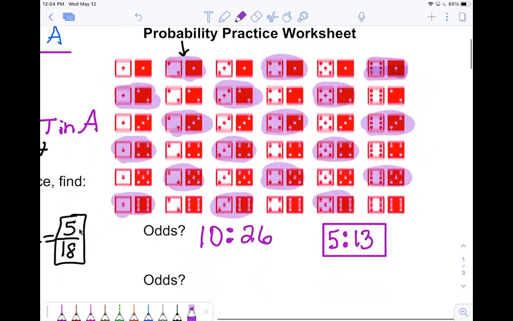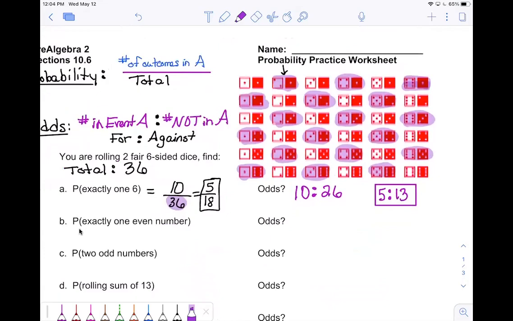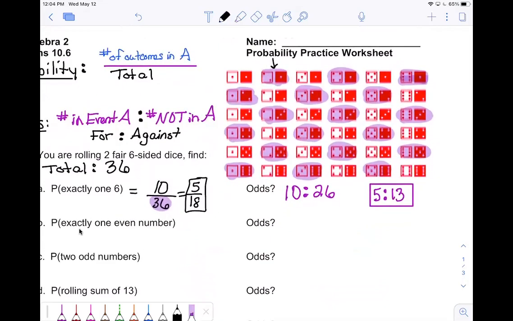So in the first column, I had half of them highlighted. In the second column, I have half of them highlighted. Riley, what would the probability be of getting one even number? 18. Yeah, and what does that reduce to? 1/2. Perfect, Riley. And again, notice that there's half of them highlighted in every column. So that probability is 1/2.